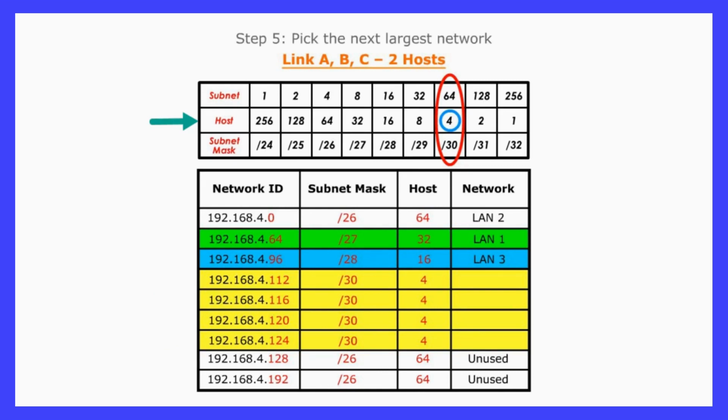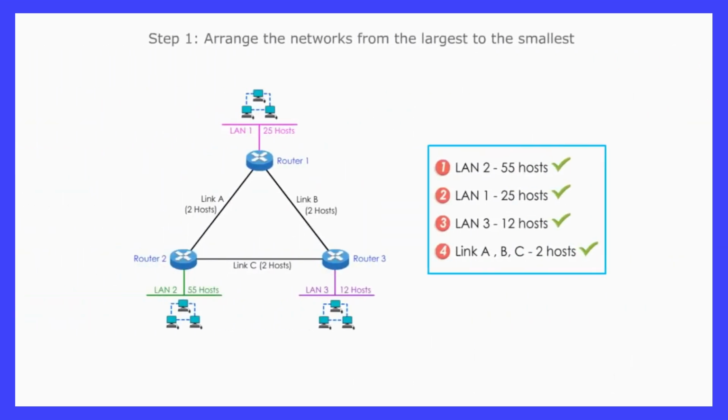The first ID is reserved for the network ID. The last one is reserved for the broadcast ID, and 2 usable IDs are assigned to 2 routers on each link. We can assign any 3 out of 4 subnets to links A, B, and C. For the sake of simplicity, we assigned the first 3. The fourth one is marked unused. We have completed the last step, and we are done.